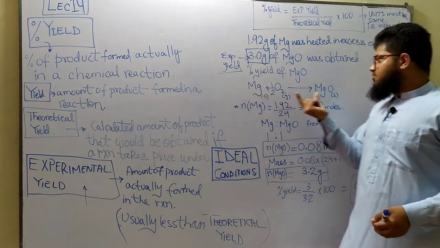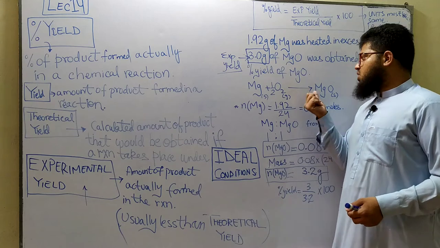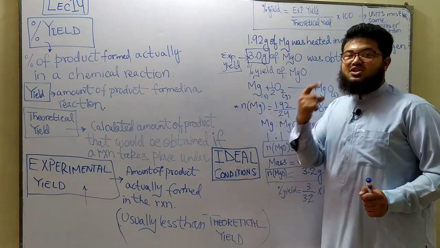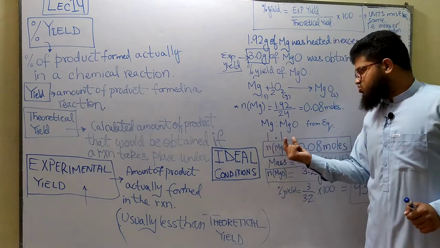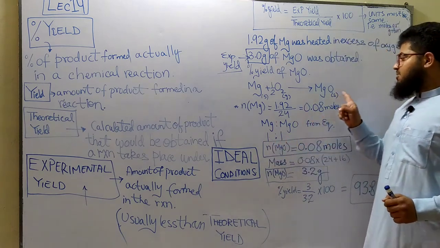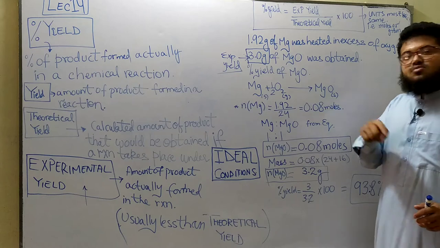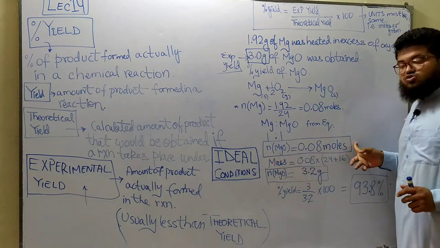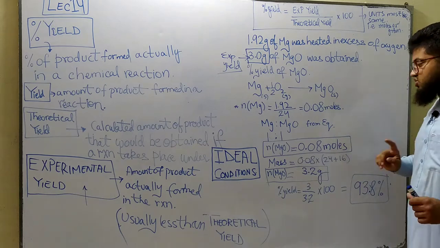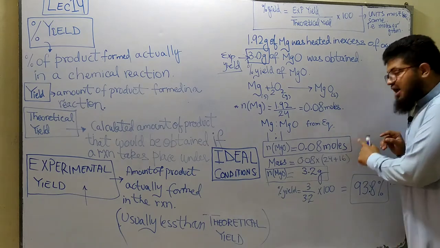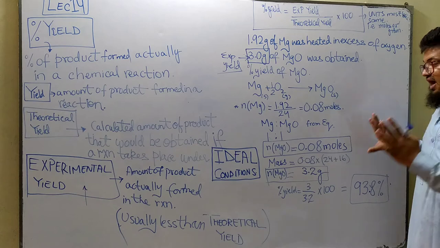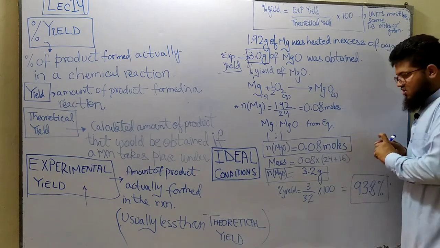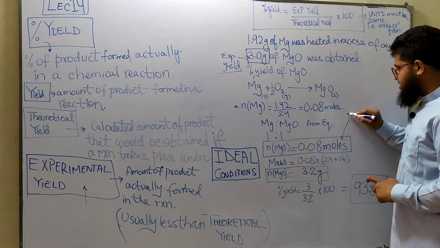Now if you look at it, the mole ratio is 1:1, because in front of both of them there is no coefficient written, so that means the coefficient is 1, right? So mole ratio is 1:1. That means the moles of magnesium are the same as the moles of magnesium oxide, right? So moles of magnesium oxide are also 0.08 moles. Now I've gotten the moles of magnesium oxide. From here I can do two methods. I can either keep this in moles. This is my theoretical yield.